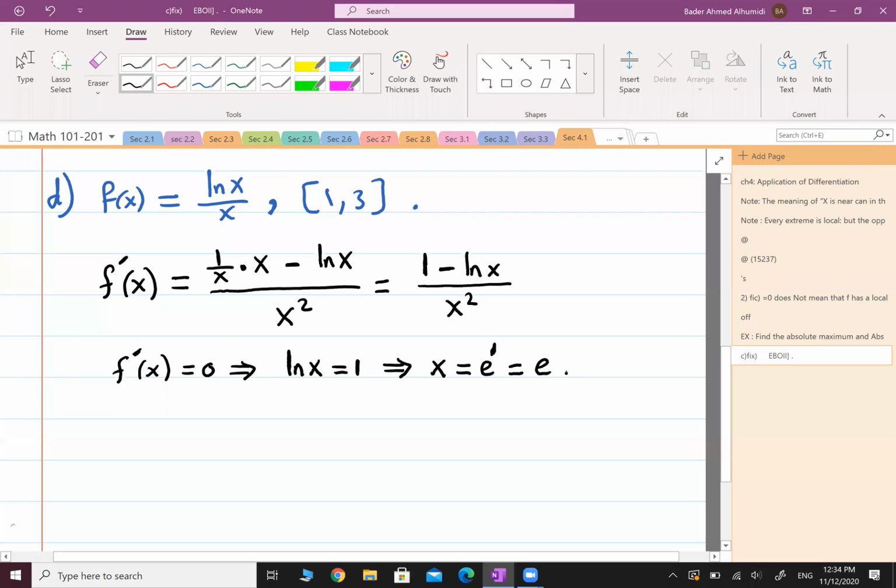Okay. F prime of x does not exist implies that x equal to 0, but this is outside the domain of the function. It's not inside the domain of the function. So I have only one critical number, x equal to e. Is it between 1 and 3? The answer is yes, because e is 2.7.